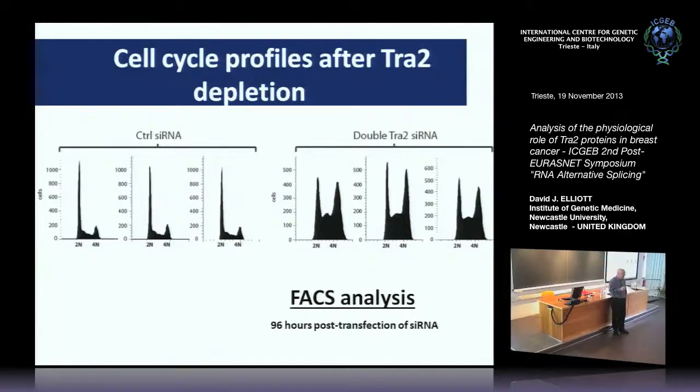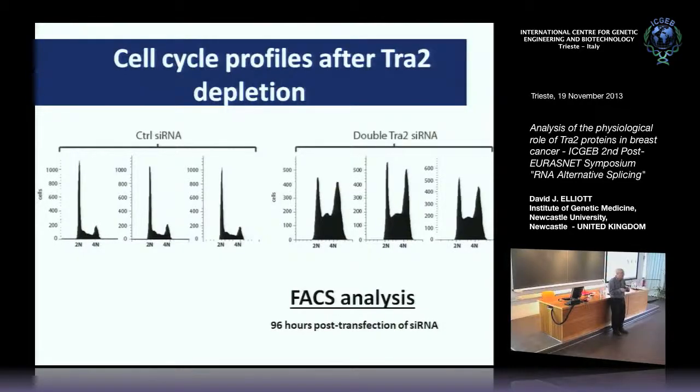But if you look at 96 hours, you start to see significant changes. So these are control siRNA treated cells. This is a FACS profile to show the cell cycle distribution. This is G1. This is G2, and in between you've got cells in S phase. So most of the cells are in G1, but if you double deplete for both Tra2 proteins, you get a decrease in the number of cells in G1, much more cells in S, and more cells in G2. So that is consistent with there being a cell cycle defect caused by the loss of the CHEK1 protein.